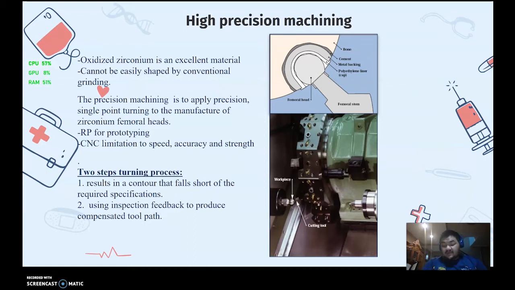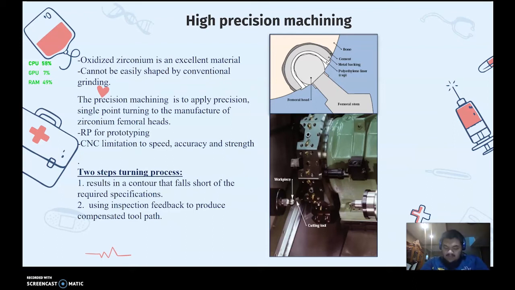This method is preferred above the other methods, which are RP, which is suitable for making mechanically functioning prototypes, but not for practical use. Meanwhile, CNC milling is limited for its speed, accuracy, and strength, as it cannot produce as smooth and accurate surfaces for the zirconia alumina head as the high precision machining. As the diagram shows on the upper right, if the femoral head is not as smooth as it can be, it can cause excess friction and cause pain to the user, and it increases the wear and tear.